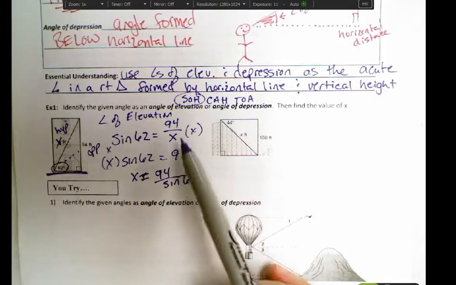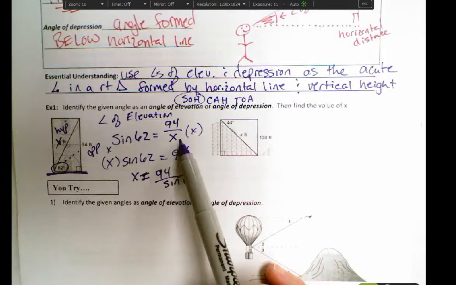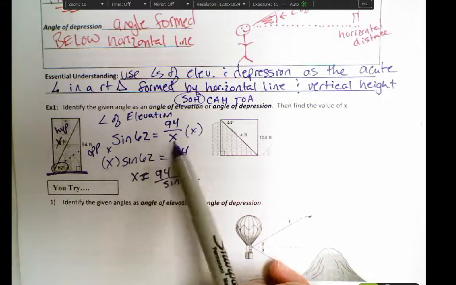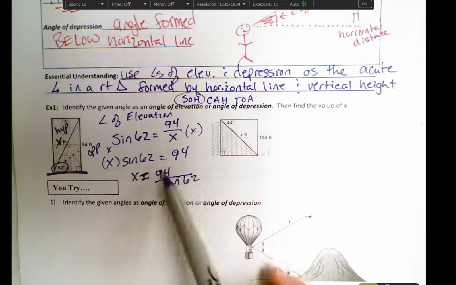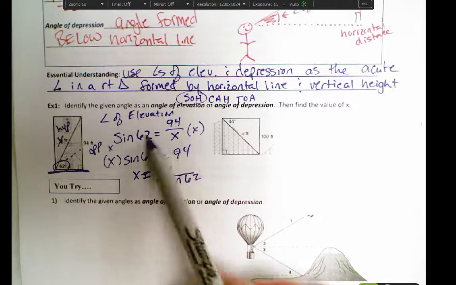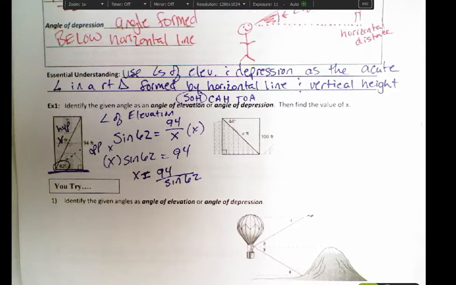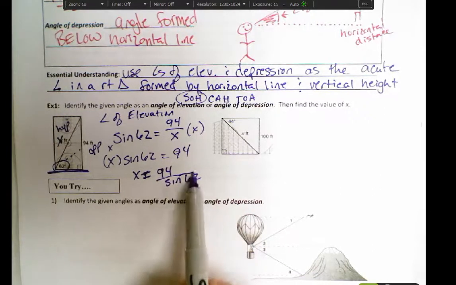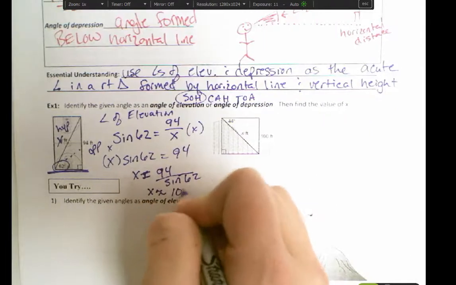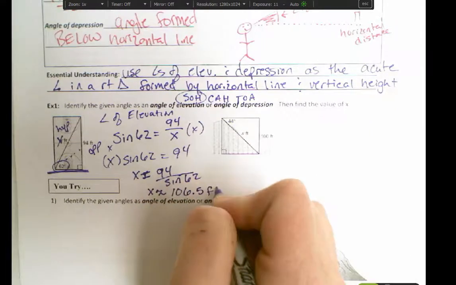Okay, so really what happens when I have a variable in the denominator and I'm solving for it, that comes out and I just switch places with the other side of the equality. So we can skip the step by step if we can remember that. When the variable's in the denominator, I just switch with my other side of the equality. I substituted in my calculator as 94 divided by sine 62, and I get x is approximately 106.5 feet.